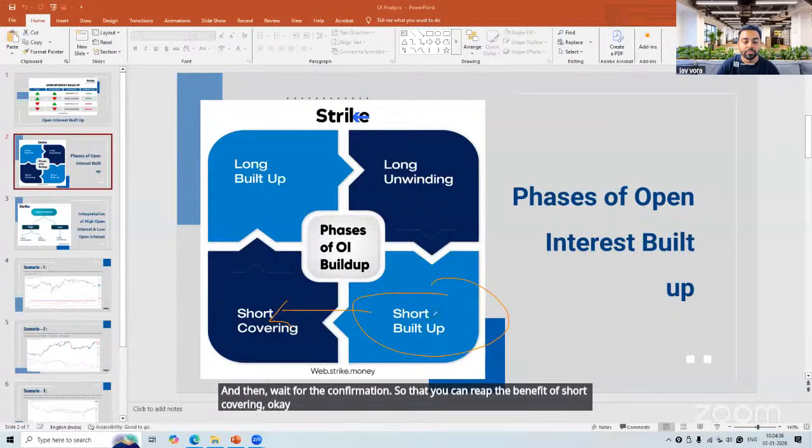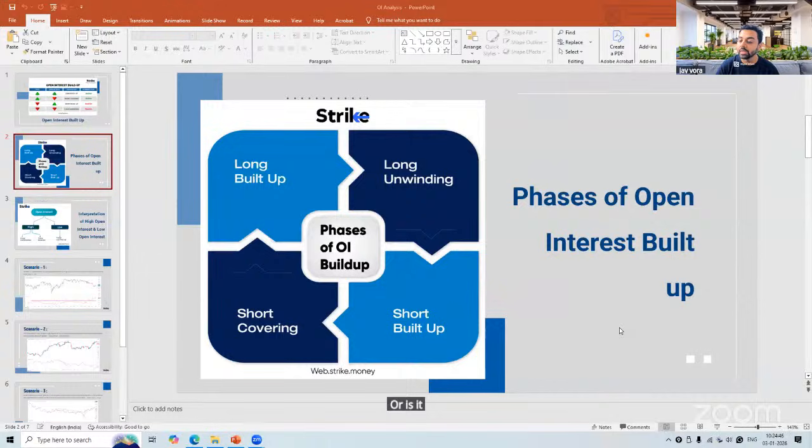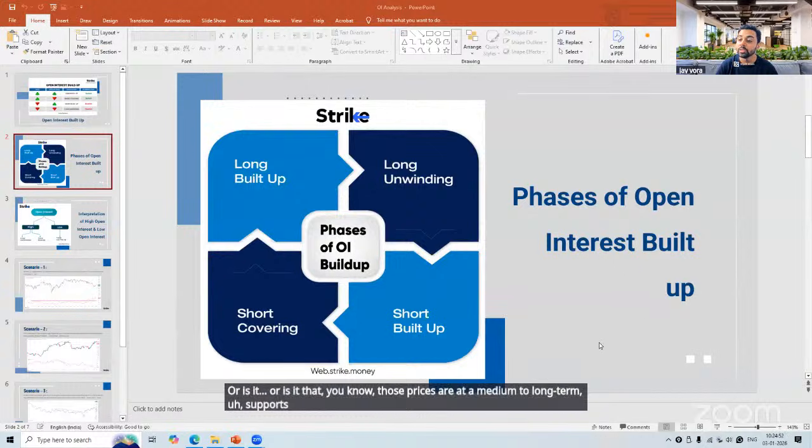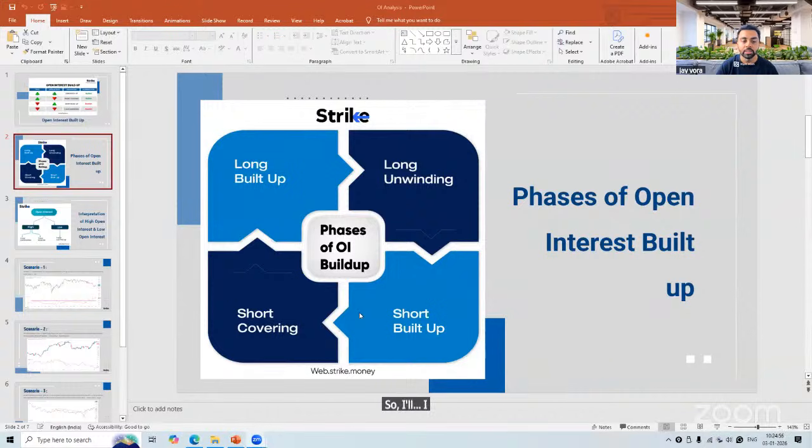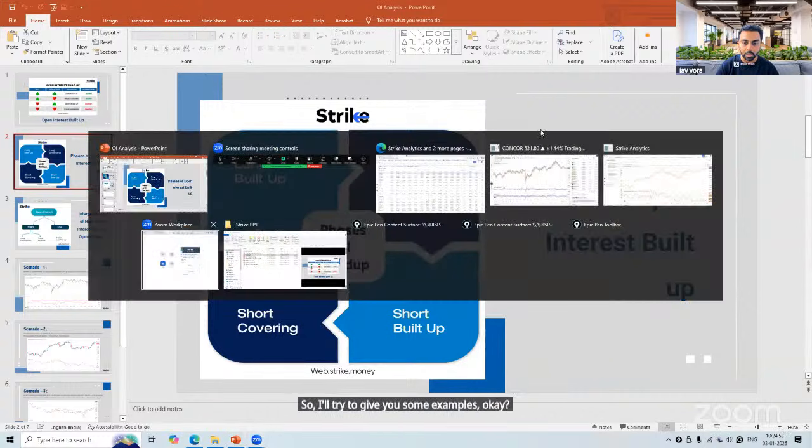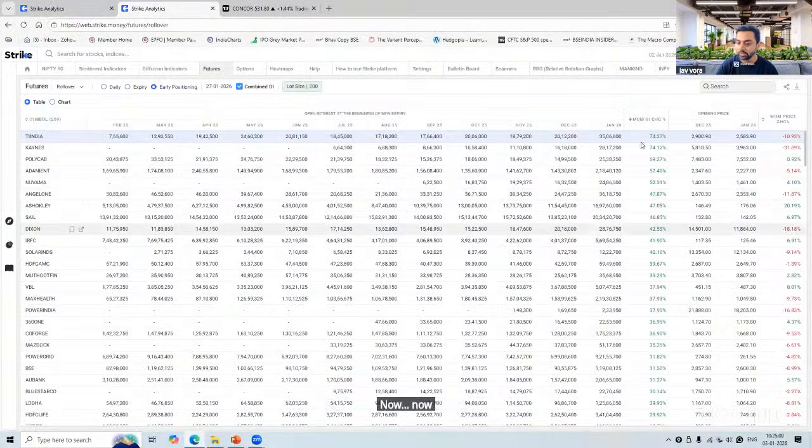But of course, when it is a short build-up, you also need to understand whether there is a trend breakdown happening, or whether prices are at medium to long term supports, and that's where it is going to get interesting. So I'll try to give you some examples. Now let's try and catch it only through this.